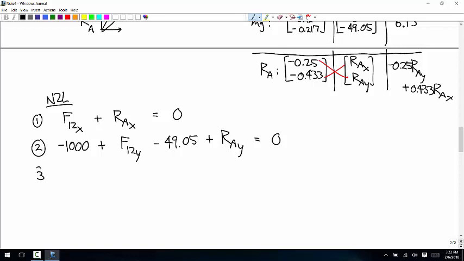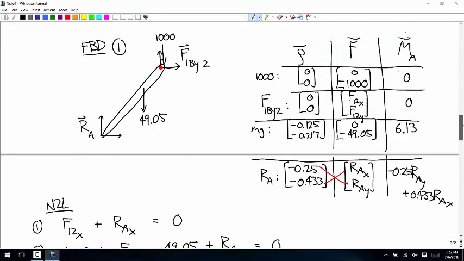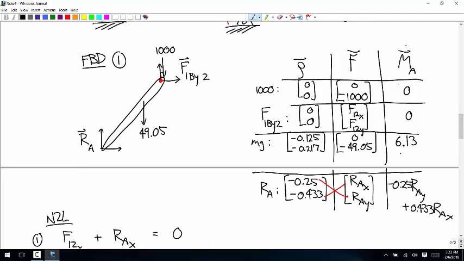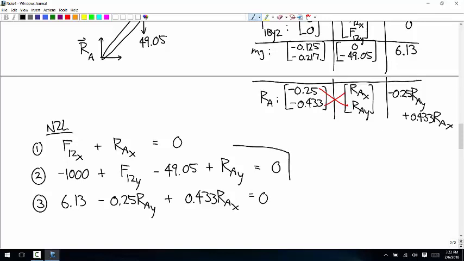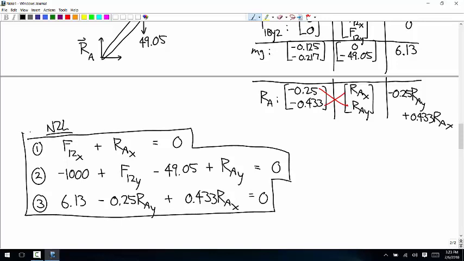And then the third equation comes from the moment equation, which says add up all these moments and set them equal to 0. So we have 6.13 minus 0.25 RAY plus 0.433 RAX equal to 0. Okay, so we got these three equations from the first body. I'm not going to go into so much detail on the second body, but that's where the equations come from.